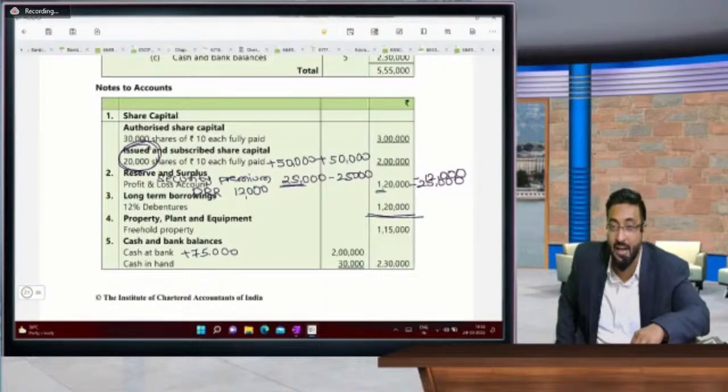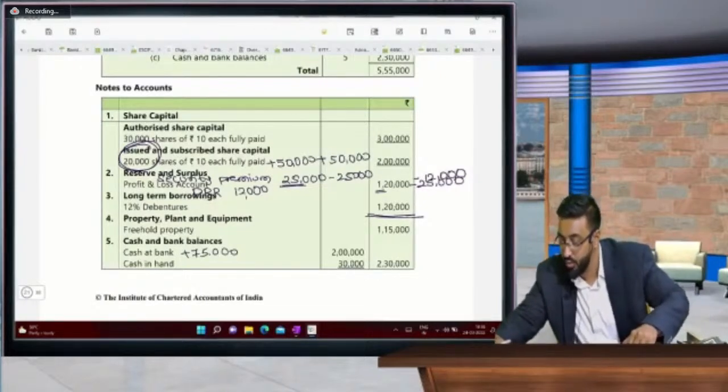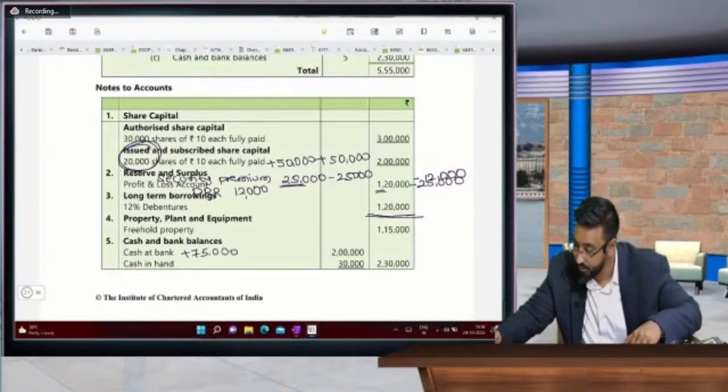So add it in DRR under reserves and surplus and deduct it from P&L, that is 1,20,000. Already we deducted 25,000. So again deduct 12,000. Till now, no confusion. Please practice it properly. Next.